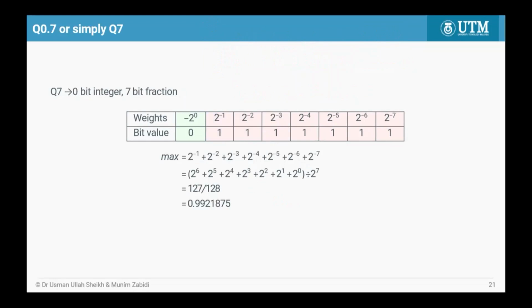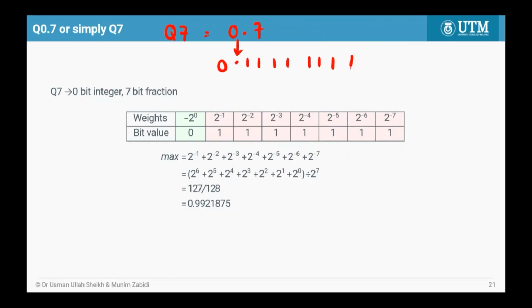Okay, for the Q7, same thing. Let's look at the Q7 format. The Q7 is actually 0 integer bits, while you have 7 fractional bits. For example, you have this value here, 0, 1, 1, 1, 1, 1, 1, 1. So what are you going to do? You locate the binary point. So this is the binary point.